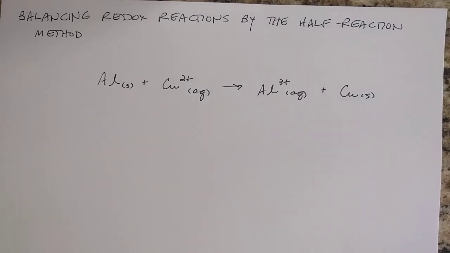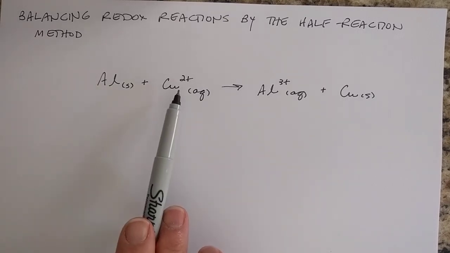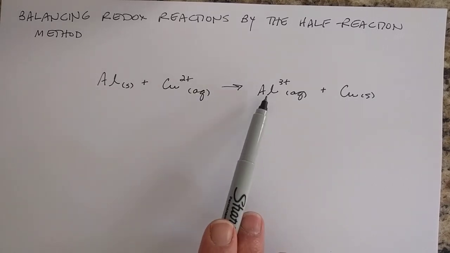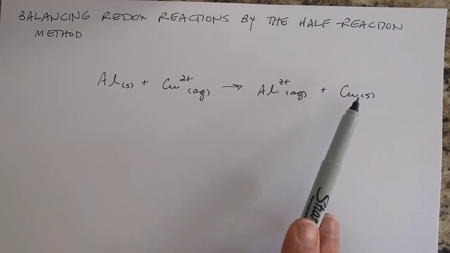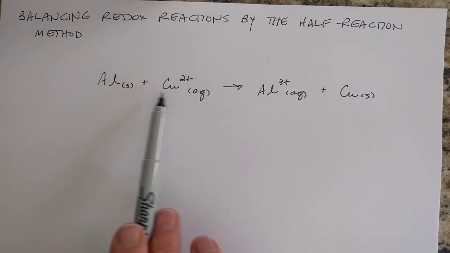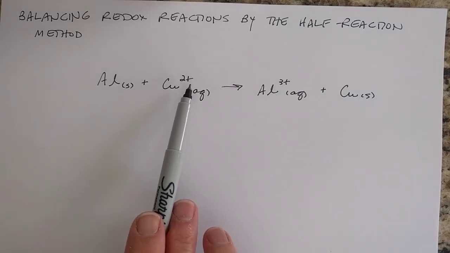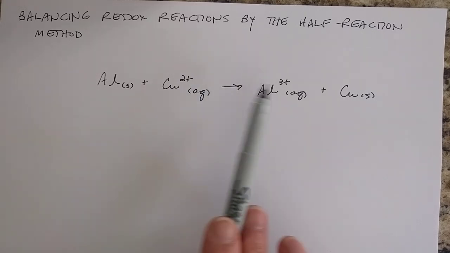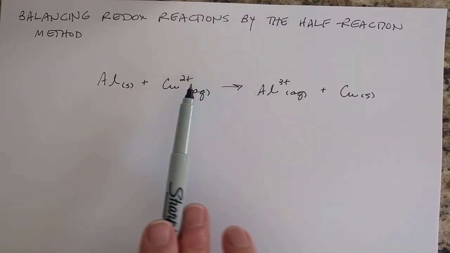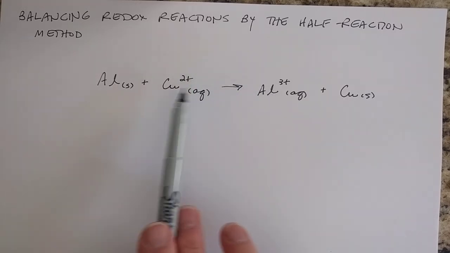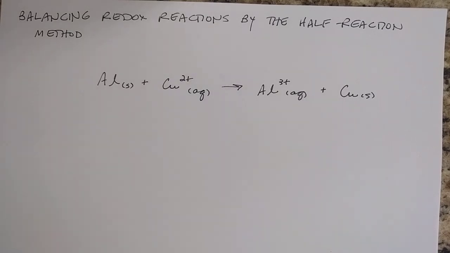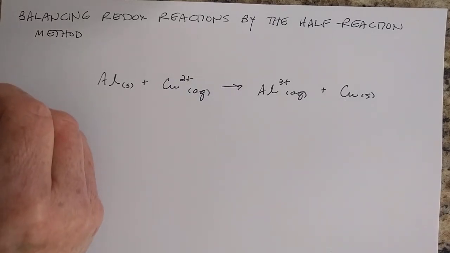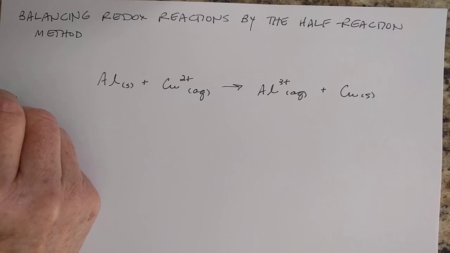Okay, so this is our equation. Aluminum solid plus Cu2+ aqueous yields Al3+ aqueous and Cu solid. Of course, this copper would have to be copper sulfate or copper chloride. We have a spectator ion that canceled out, maybe it's nitrate, but this is our net ionic equation. All right, so first we're going to do our oxidation half reaction.